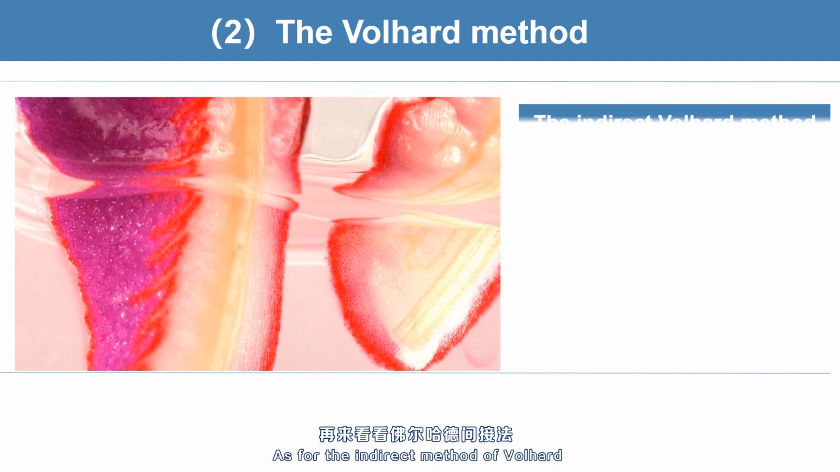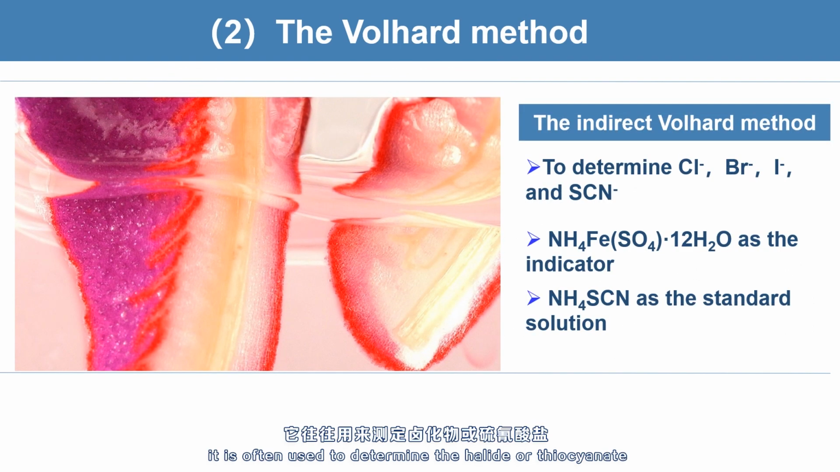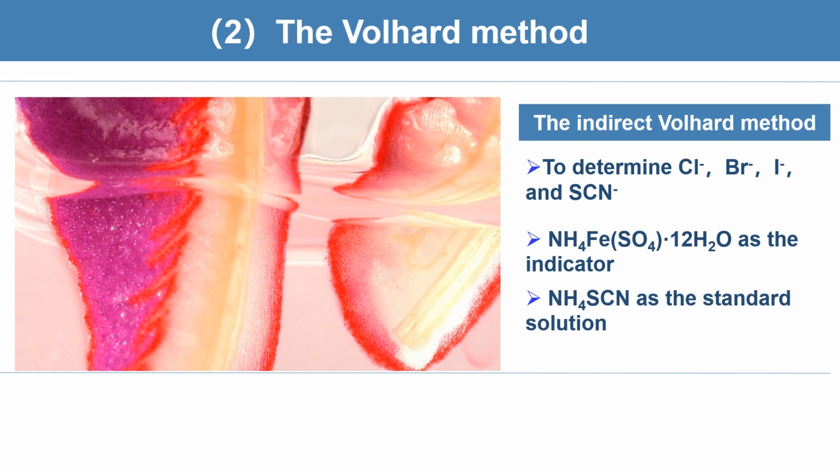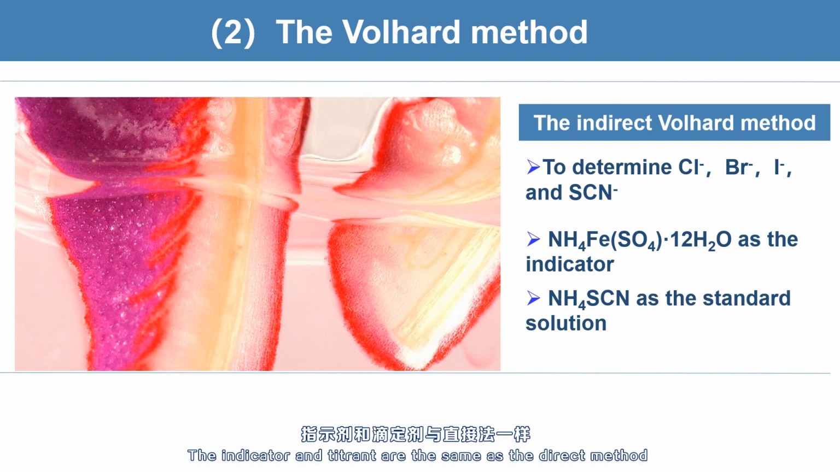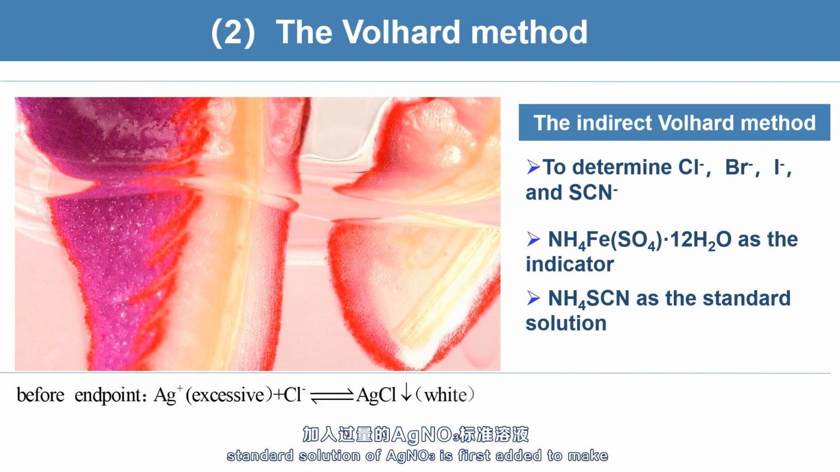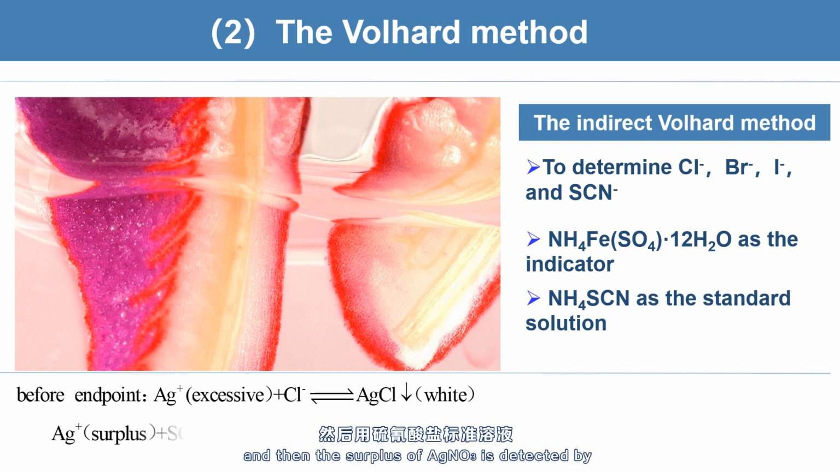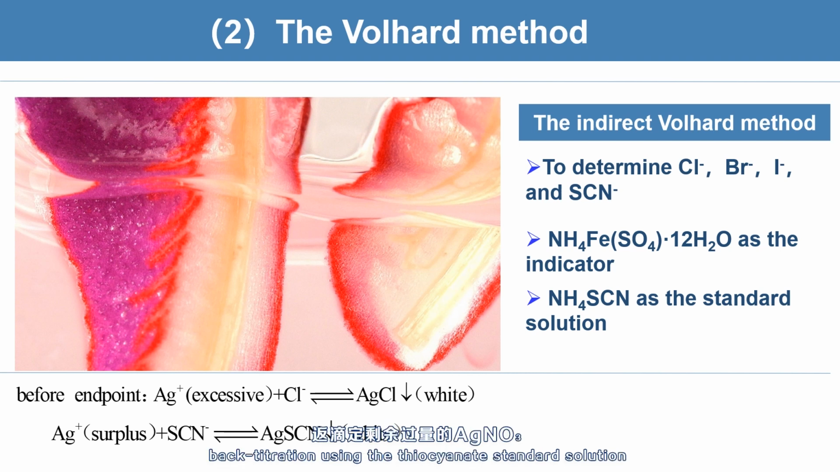As for the indirect method of Volhard, it is often used to determine the halide or thiocyanate. The indicator and the titrant are the same as the direct method. The difference is that the excessive standard solution of silver nitrate is first added to make the halogen or thiocyanate ion completely form the corresponding silver salt precipitation, and then the surplus of silver nitrate is detected by back titration using the thiocyanate standard solution.